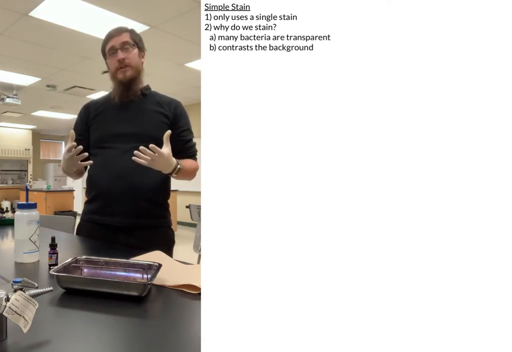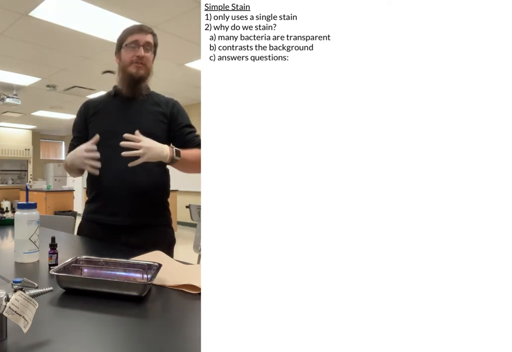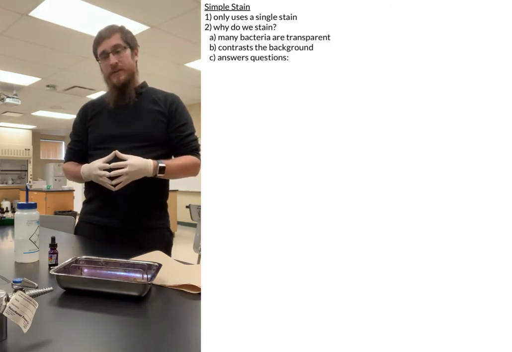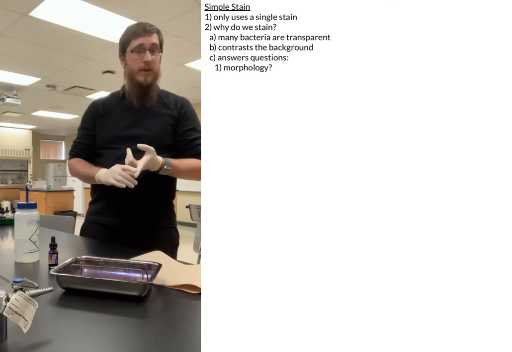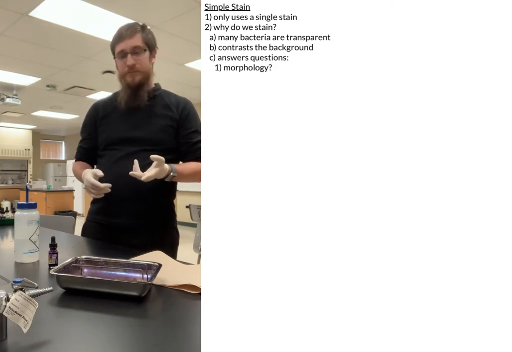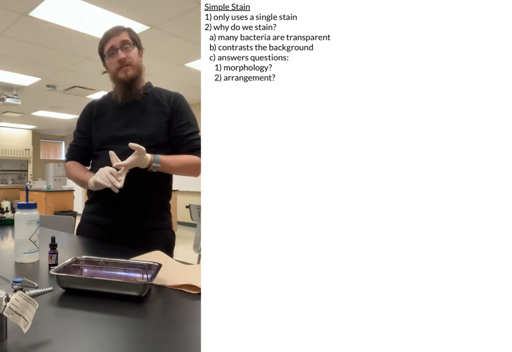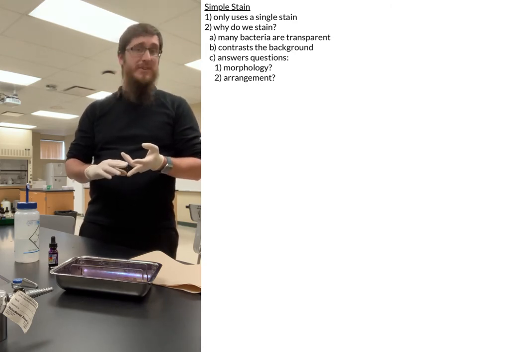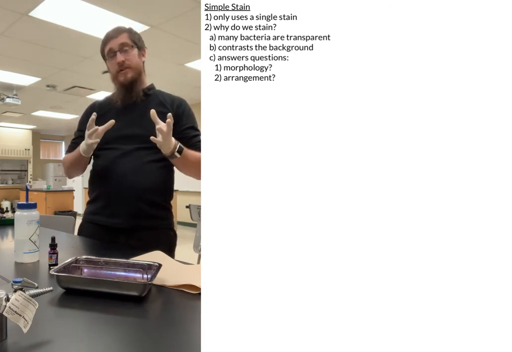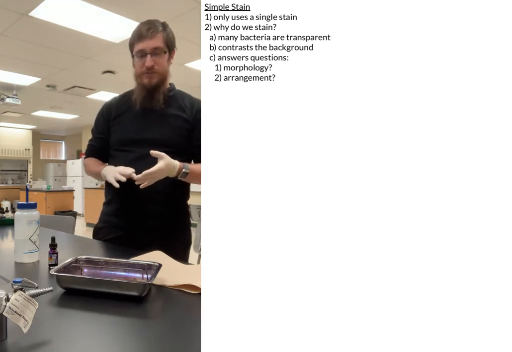On top of that, we can also use simple staining to answer a couple of different questions. Things like, what is the morphology of my cells? Is it a coccus or a bacillus, as an example? What's the arrangement of my cells? Is it a single cell? Is it a diplo? Is it a staph or maybe a strep? We can answer some of those questions using simple staining.